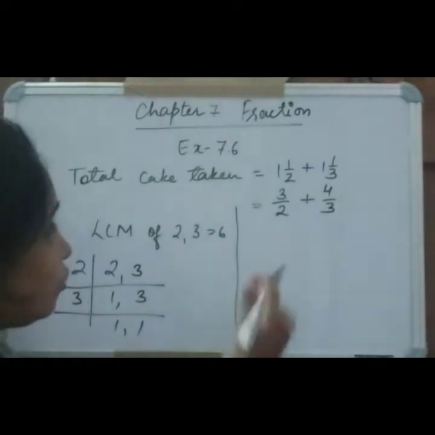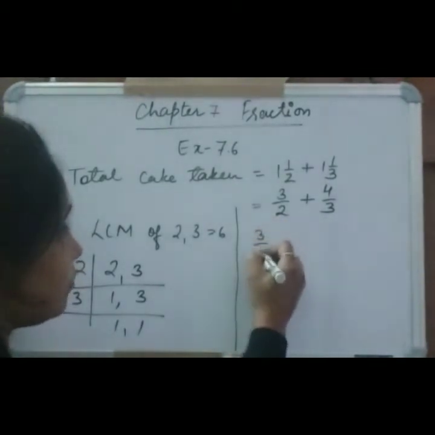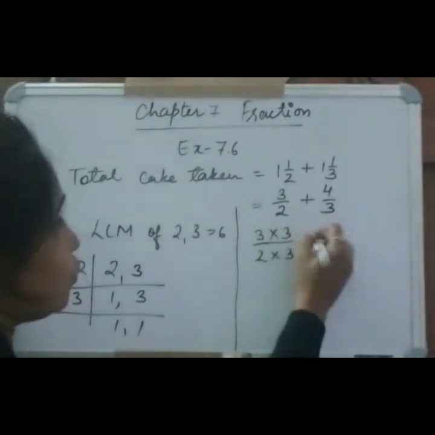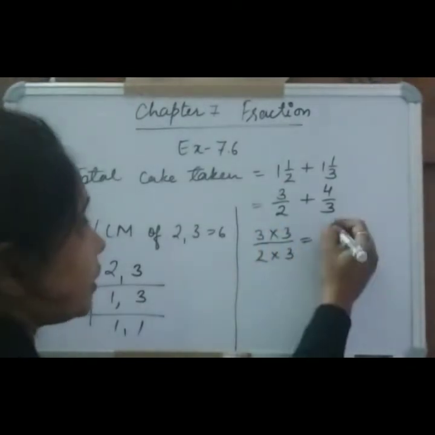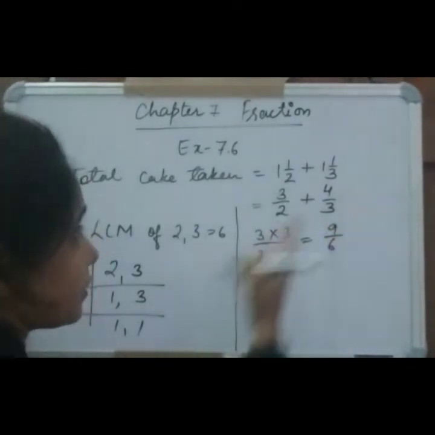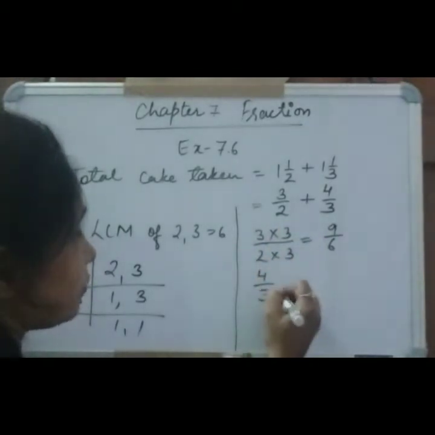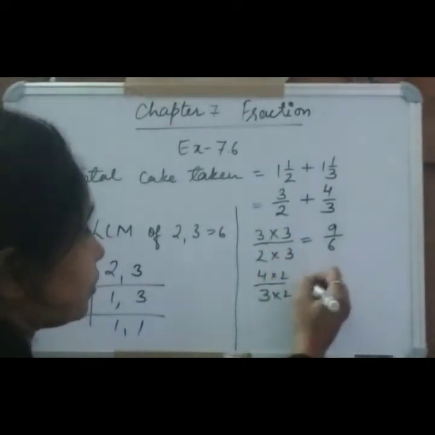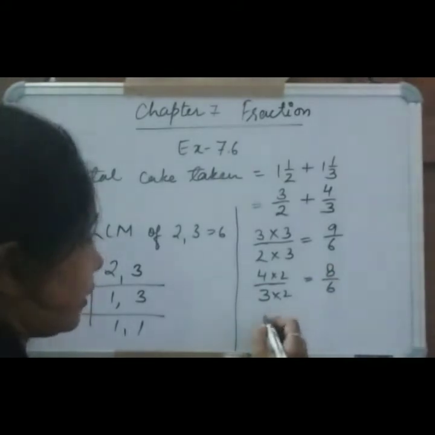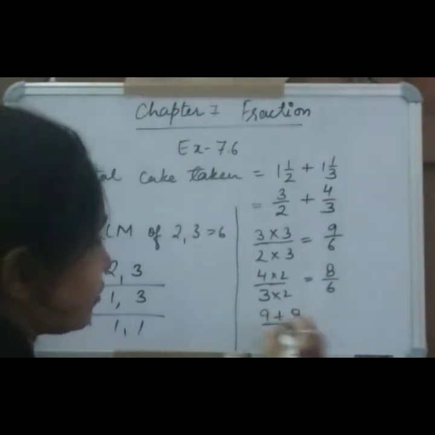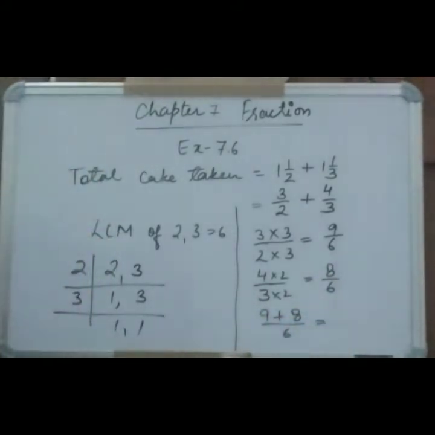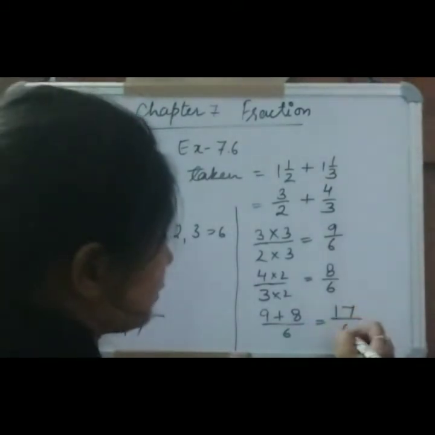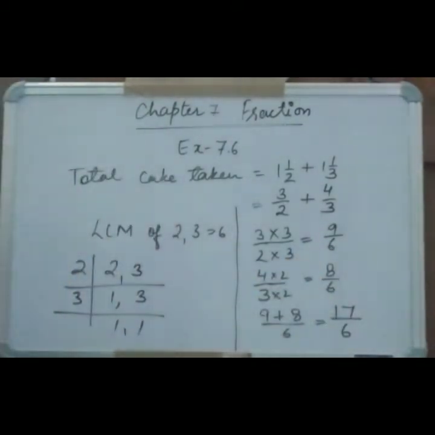So what will we do? We will make the denominator 6 for both of them. 3 3s are 9, so 3/2 is 9/6. Now 4/3 is 2 with the 2, it is 8/6. Now 9 plus 8 over 6, how much is it? It is 17/6.